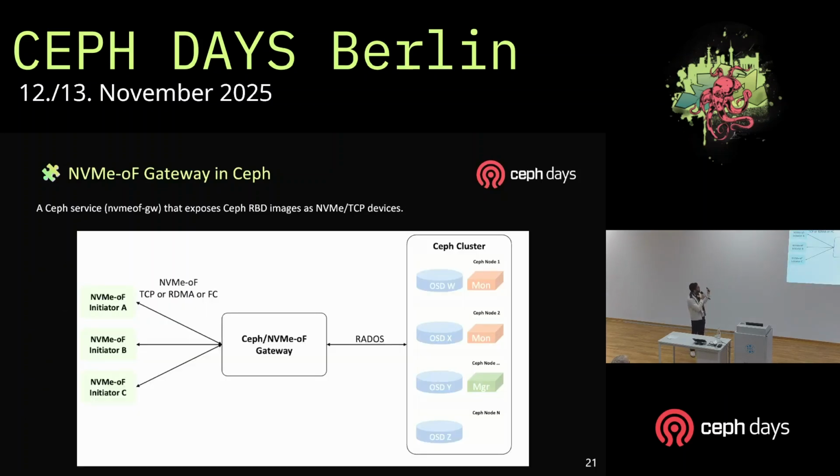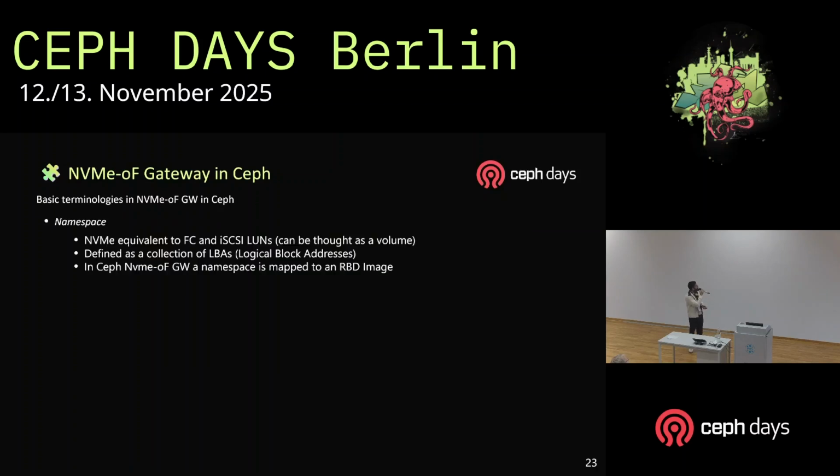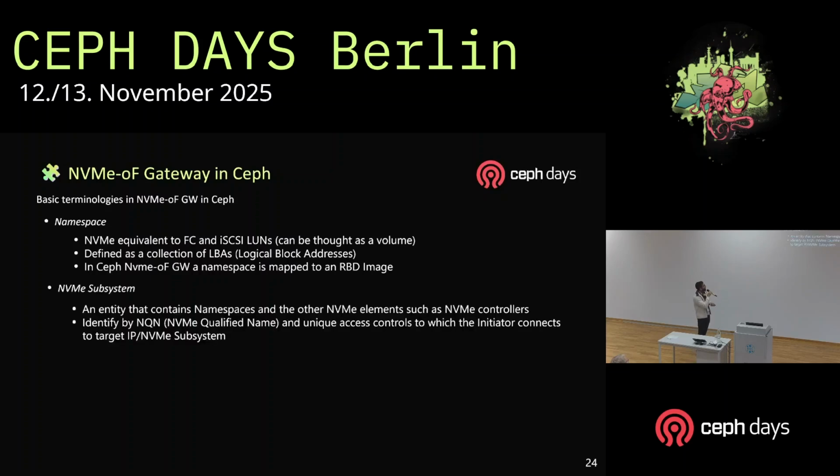So this is the overall picture of how the NVMe-oF gateway fits in the Ceph cluster. On the right side we have the Ceph cluster, and on the left side we have the client, which is the initiator. Now some basic terminology in the NVMe-oF gateway. A namespace is equivalent to an RBD image which is going to be connected to the client. It's like a LUN that we have in iSCSI.